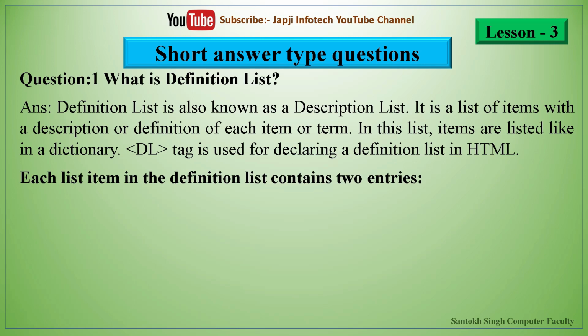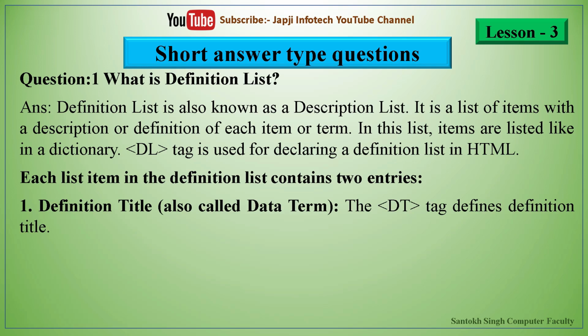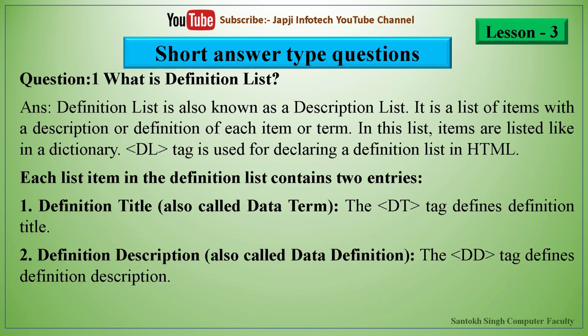So each list item in the definition list contains two entries. The first one is definition title, which is also called data term. The DT tag defines the definition title. And the second one is definition description, which is also called data definition. The DD tag defines the definition description.